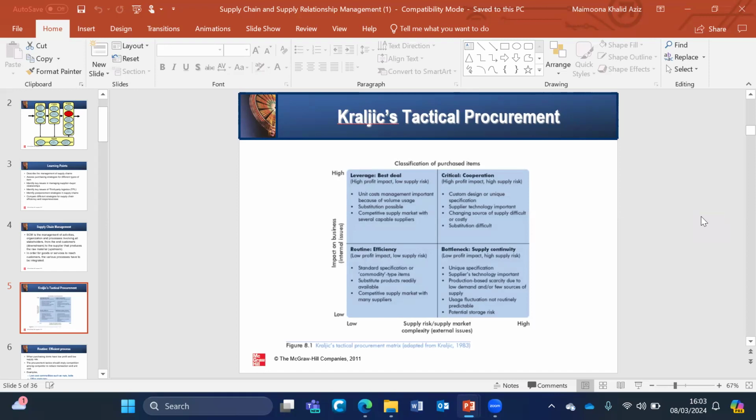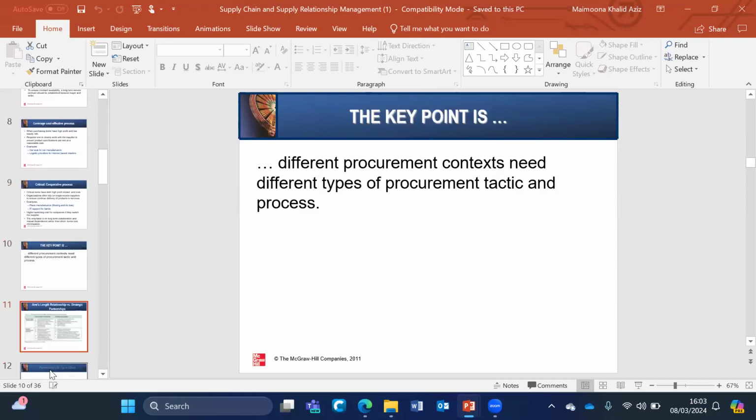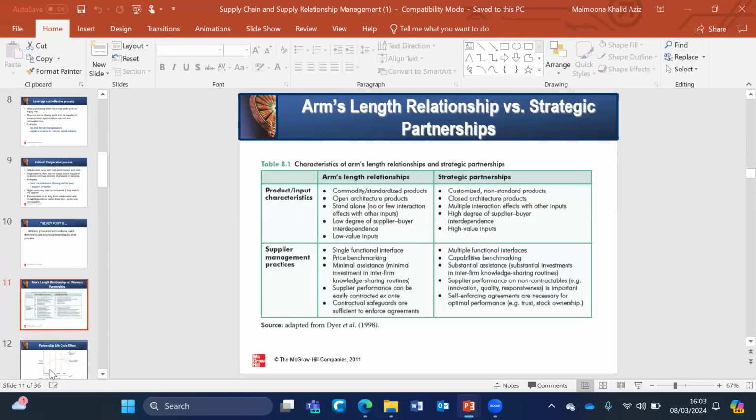All right, let's move on to the next topic in this chapter. Arm's length relationship versus strategic partnership. Now, this basically means with your suppliers, are you going to keep them at an arm's length? That means, are you going to have a certain distance with them? You only involve them wherever necessary. You get the stuff from them, which is standardized. You don't need customization. You don't need to have discussions or cooperations.